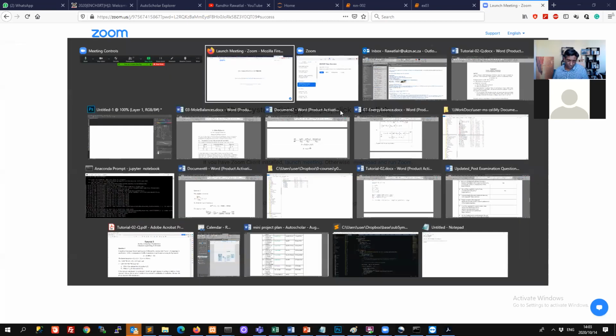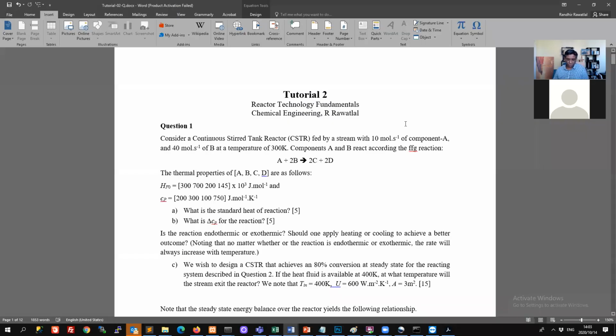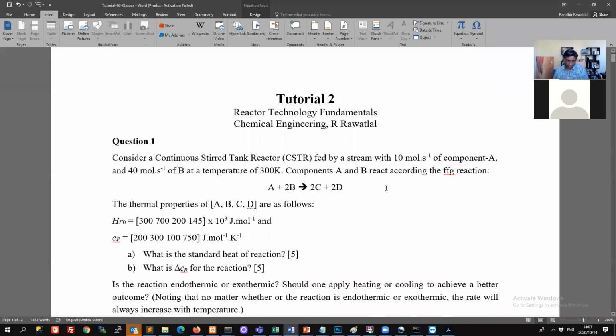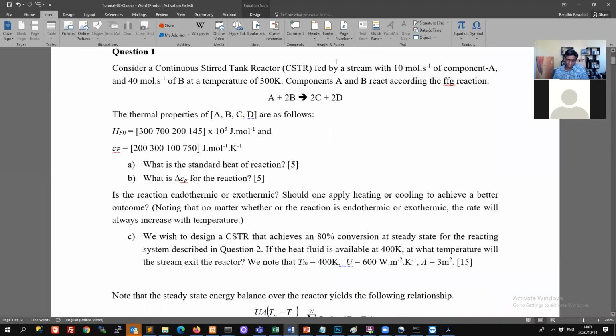Okay, so I'm just going to share screen here. And it's this tutorial 2 we're looking at now. In question 1, we have a CSTR and we are given the molar flows. This is the reaction that we have: 1 molecule of A reacts with 2 of B to give us 2 of C and 2 of D. We are given the molar flow rates of A and B entering that CSTR, and we are also given the inlet temperature.